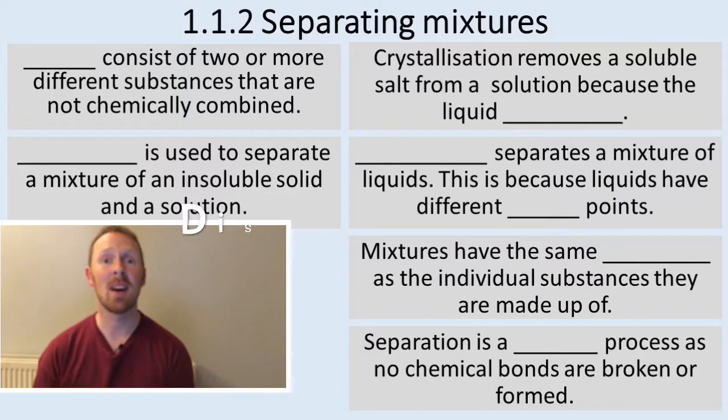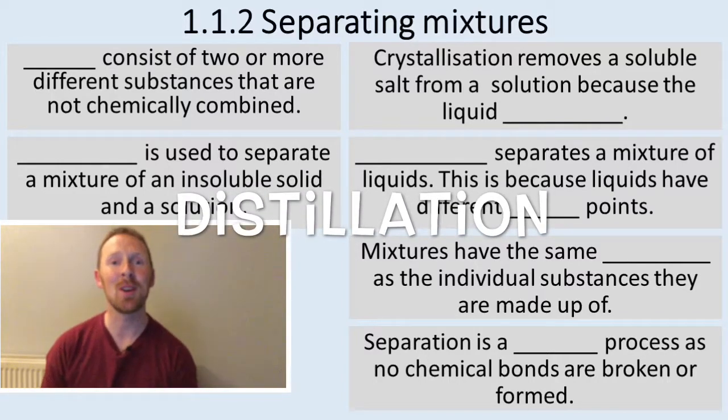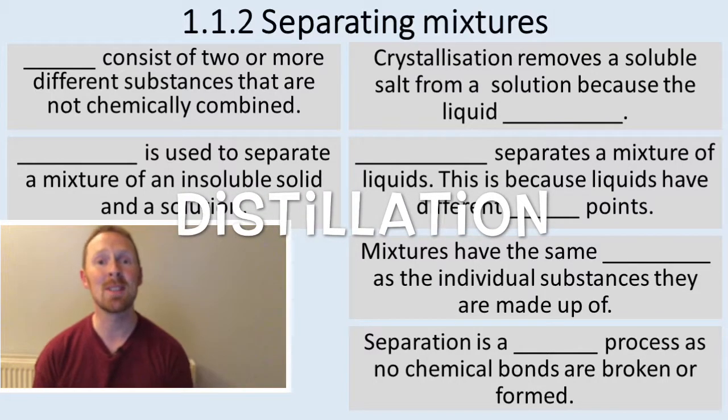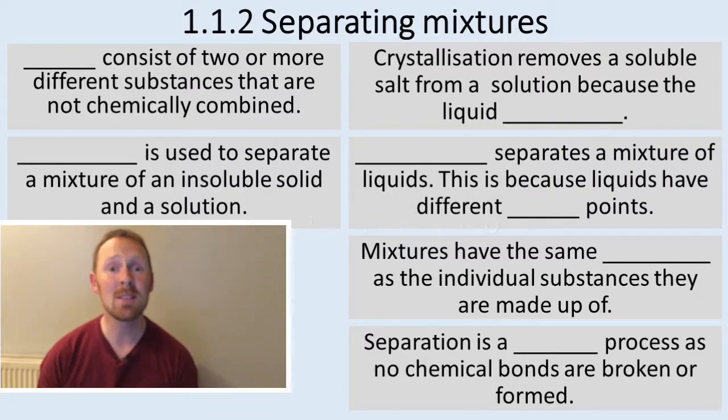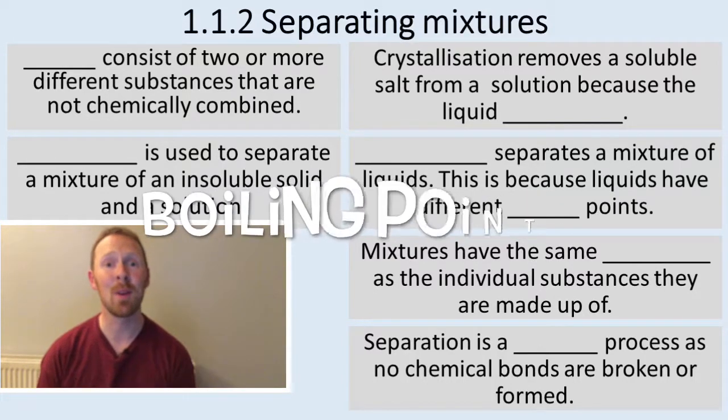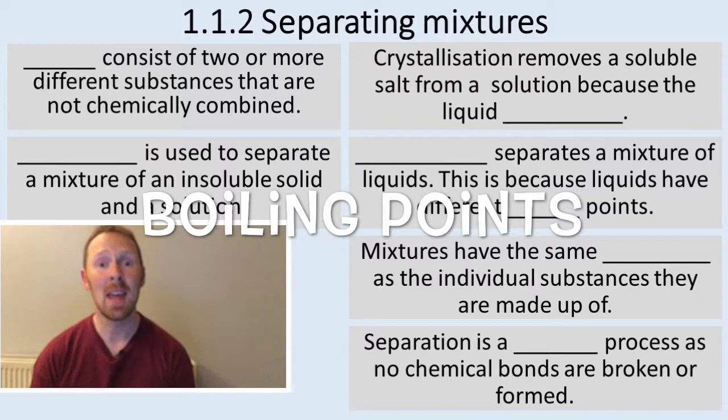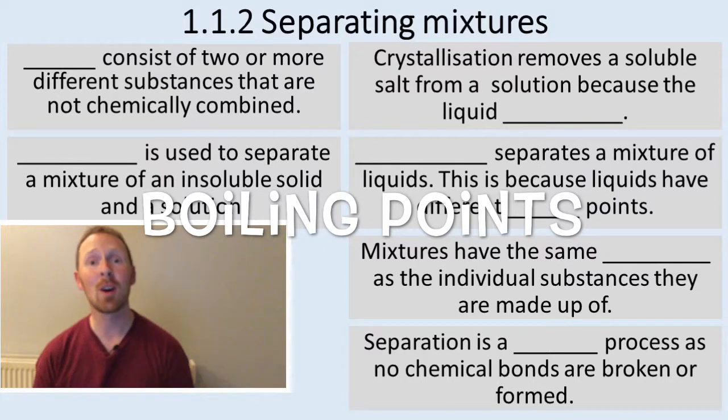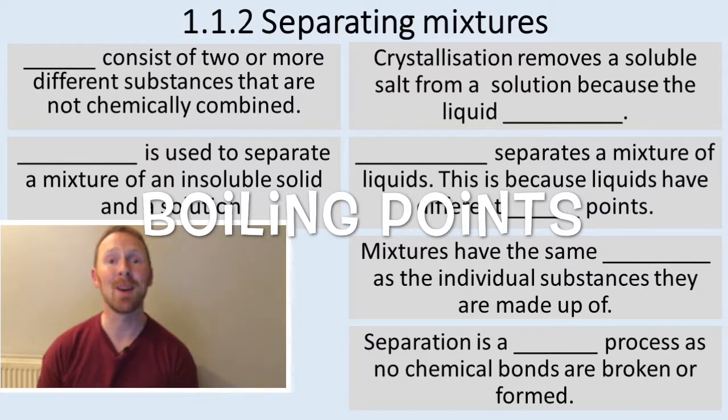Now, if you've got a mixture of different liquids, then you need to use distillation. Distillation is a process where you heat the liquids to a certain temperature. And if you reach the boiling point of one of the liquids, it will come off. It will turn to vapour and then it'll condense, probably in something like a Liebig condenser.